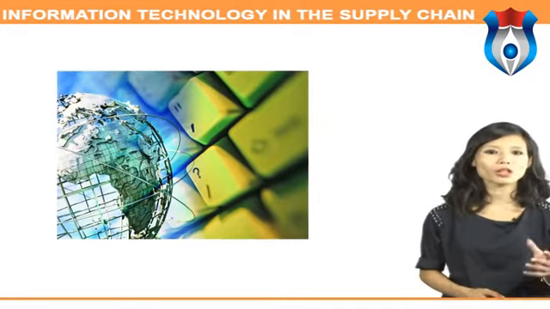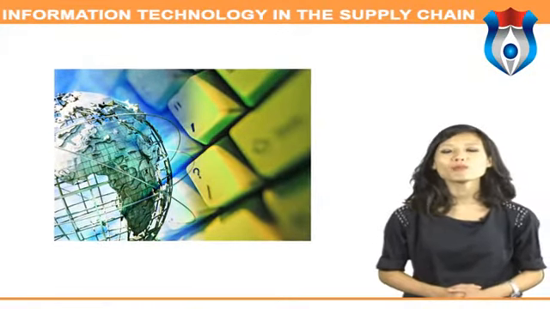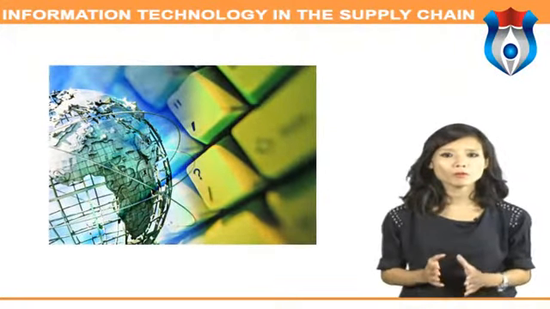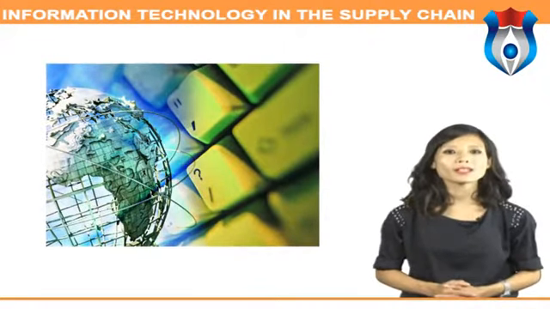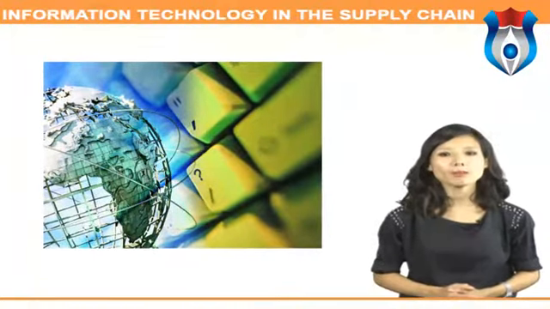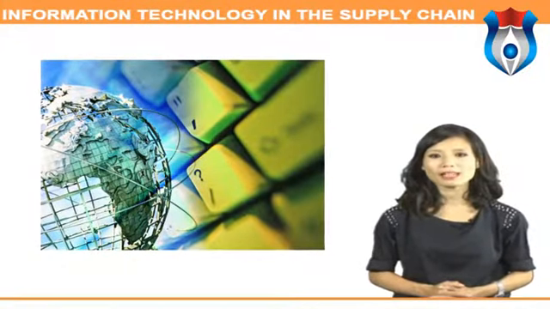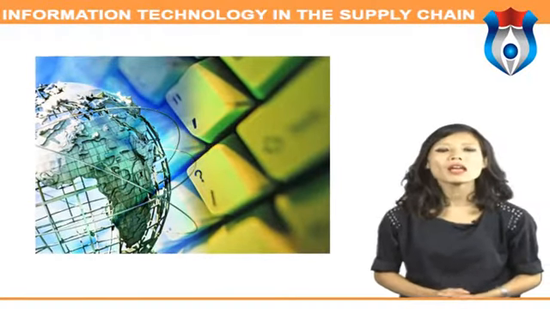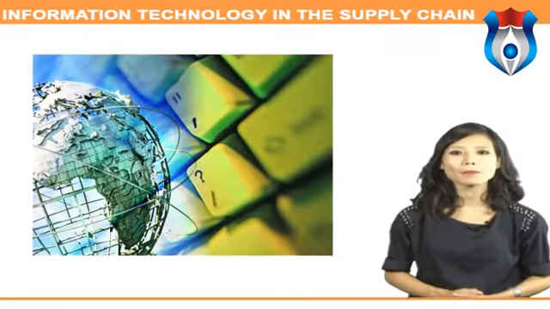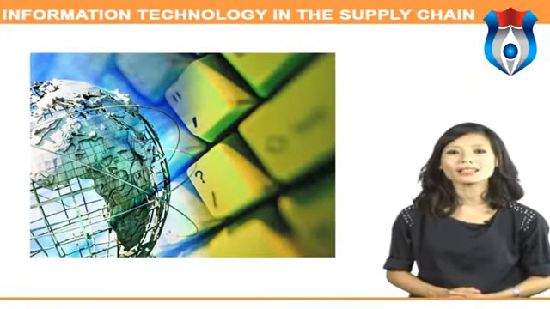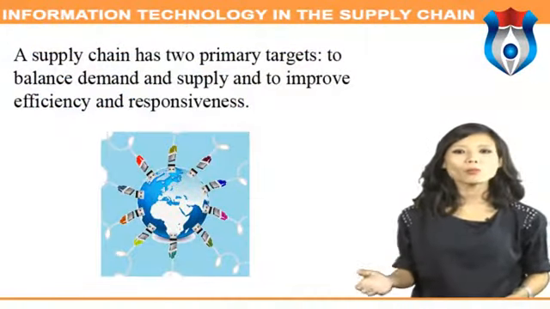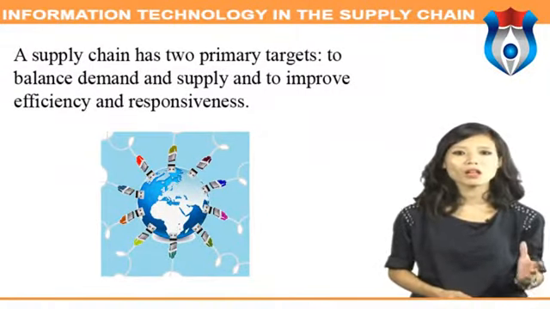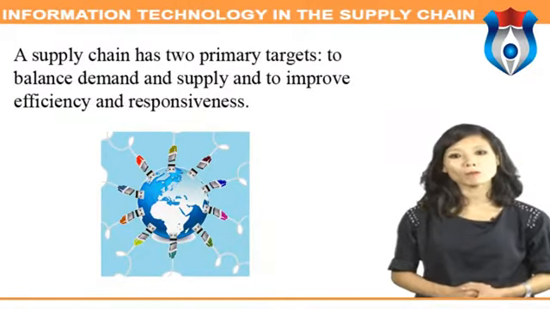To address those questions and achieve better information sharing results, we propose a framework called Information Supply Chain, or ISC. The ISC framework is based on studies of supply chain management, SCM, which has been widely used in management science. A supply chain fulfills its customers' demand by a network of companies, mainly including suppliers, manufacturers, and distributors. A supply chain has two primary targets: to balance demand and supply and to improve efficiency and responsiveness. These are also the primary goals for sharing information.